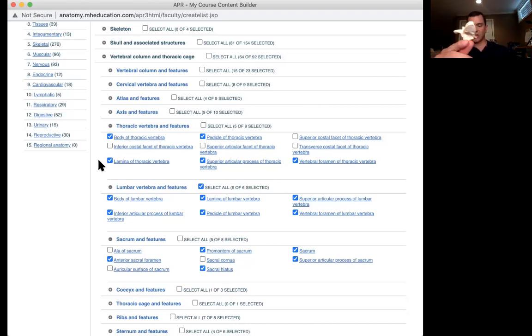But this one has all the same parts that we just saw. We have the body. We have the pedicle, which is a little bit more pronounced in this case. Let me get my little red thing. There's the pedicle right there.